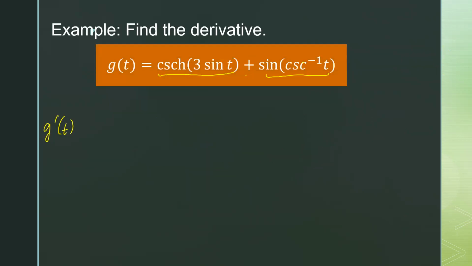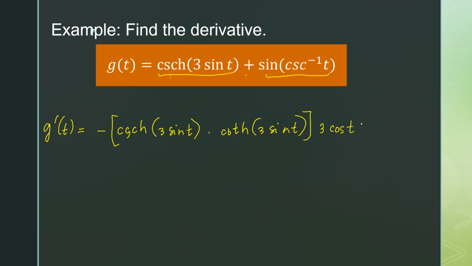So dito din, yung hyperbolic cosecant, if you're differentiating this, that will be negative hyperbolic cosecant, hyperbolic cotangent. Okay, so negative of hyperbolic cosecant of 3 sine t, tsaka cos of 3 sine t. That is our u. And then u prime will be 3 cosine of t. Okay. That's for the derivative of the first term.